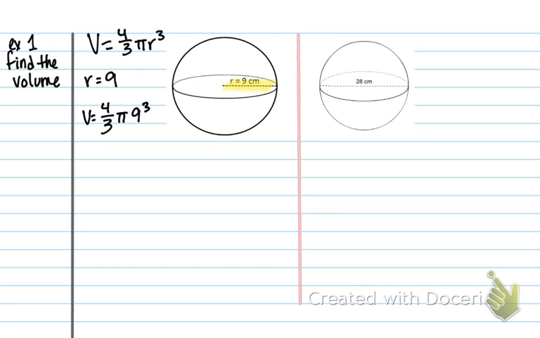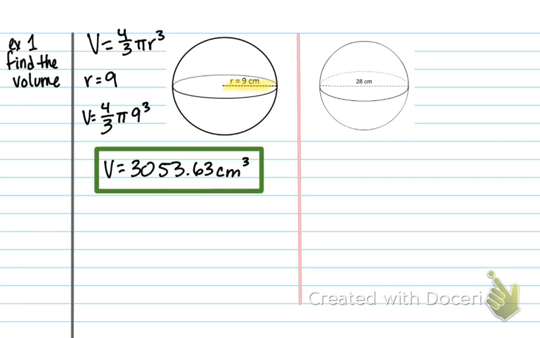Okay, so let me do that real quick. 4 over 3 pi times 9 cubed. Okay, and so our volume is going to be 3,053.63 if we round that 2 to a 3. Our volume is going to be centimeters, and since it's volume, our exponent is going to be a 3. Okay, and that's it. That's all we do for our volume.